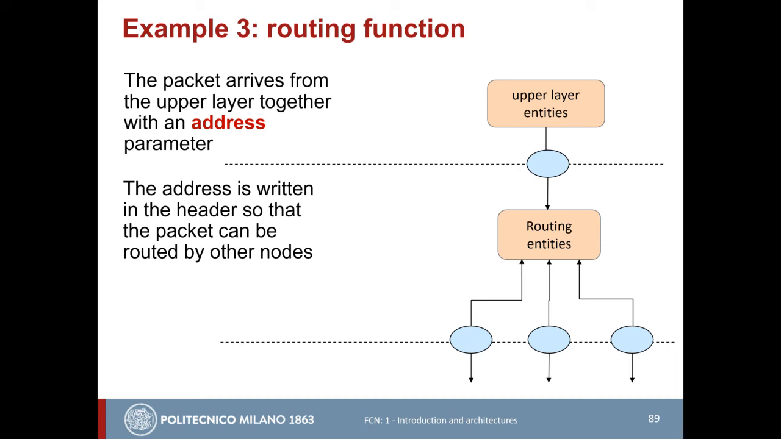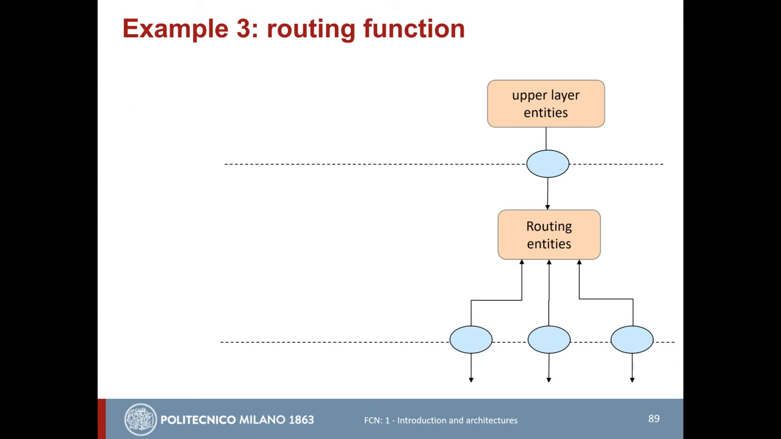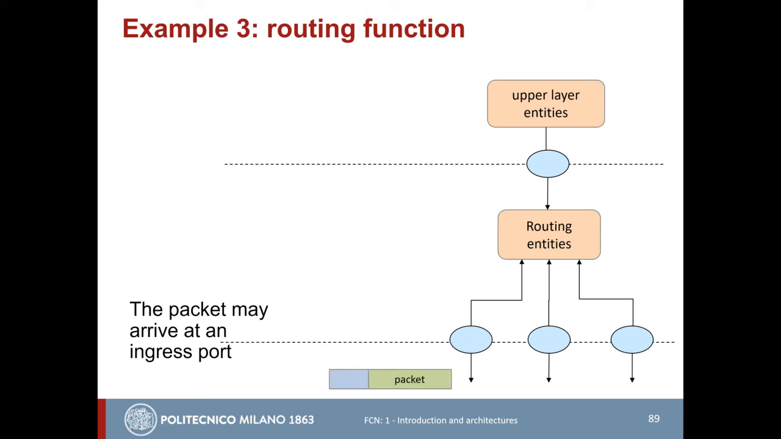This is the case where these entities receive the packet from the upper layers. But there is also another case: if these entities are inside an intermediate node, the packet may arrive from the lower layer. It will arrive from one specific service access point.